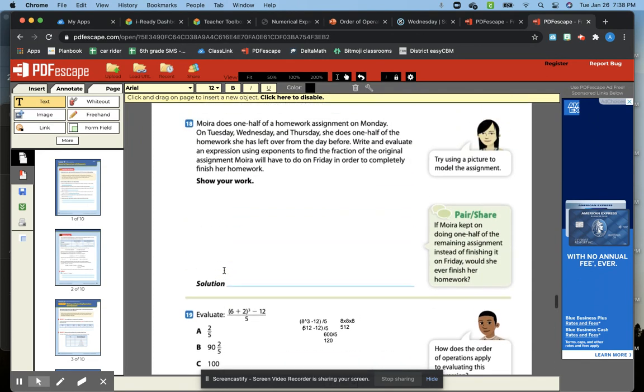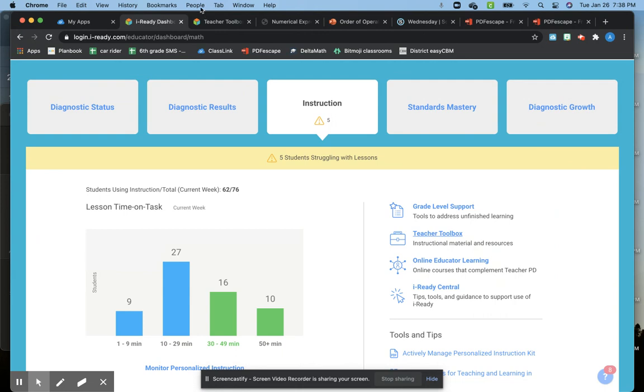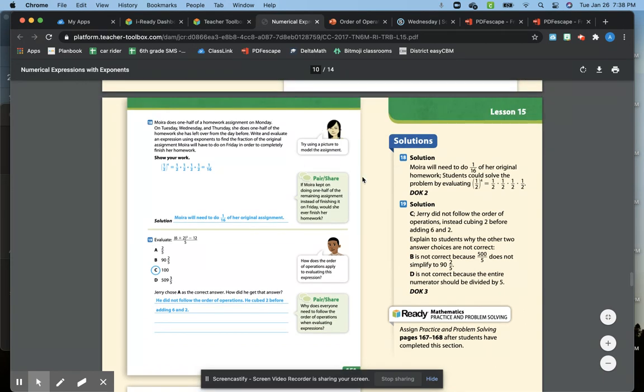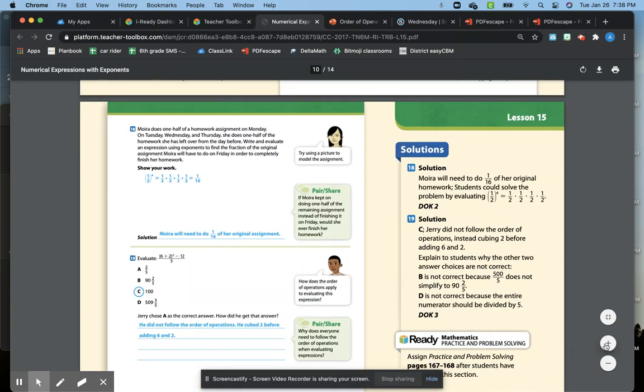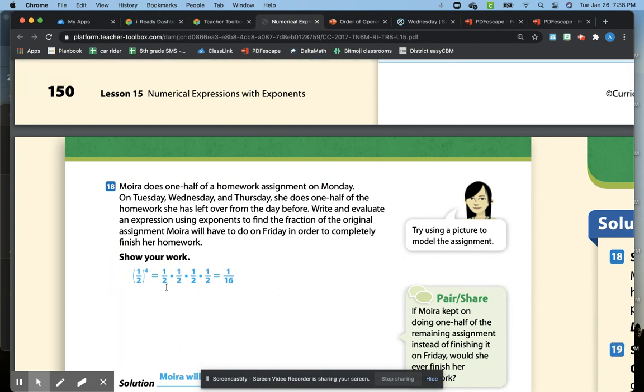So let's go back and look at number 18. So she does 1/2 of her homework on Monday and then 1/2 each night. So I'm just going to let you all see what the answer says. So if we zoom in, if she does 1/2 on Monday, and then 1/2 on Tuesday, 1/2 on Wednesday, and 1/2 on Thursday, then she's multiplying it just like we did the 2 times 2 times 2 times 2. She is multiplying the 1/2 times itself.